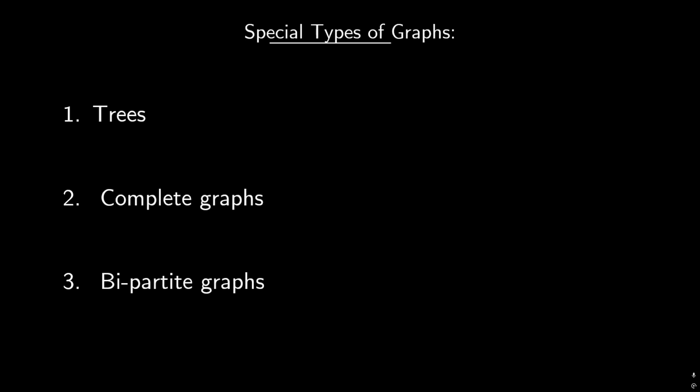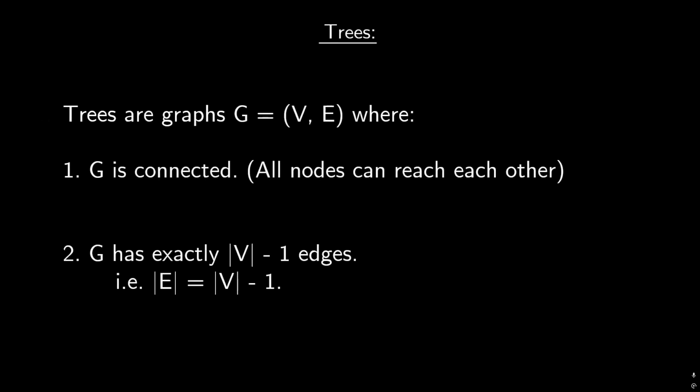Okay, and now let's focus on 3 types of special graphs. Now these graphs very commonly show up in CS, in most places in CS. It's true that other graphs also do show up, but these 3 are sort of the special cases that we like to think about. Okay, so let's begin with trees. So trees are graphs. Again, a graph is a pair of sets, V and E. Okay, so what's so special about trees?